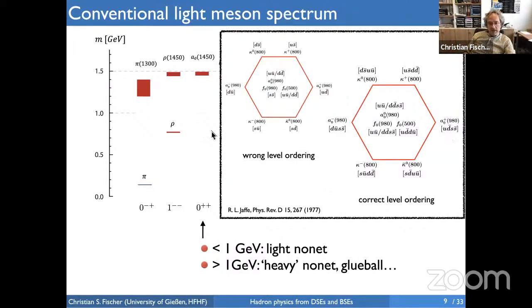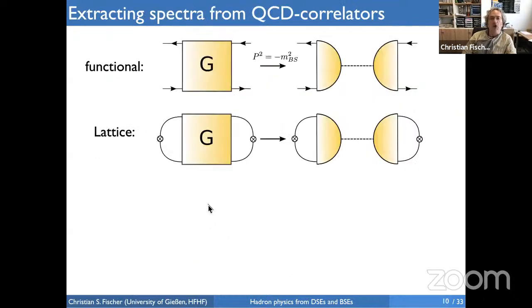So the light nonet, which you see in the 0++, is very, very likely not a QQ bar state. I will come back to this in a second. Now, how do we extract these spectra from our Dyson-Schwinger framework? I will demonstrate this for conventional mesons, for QQ bar states, and then everything else is quite similar.